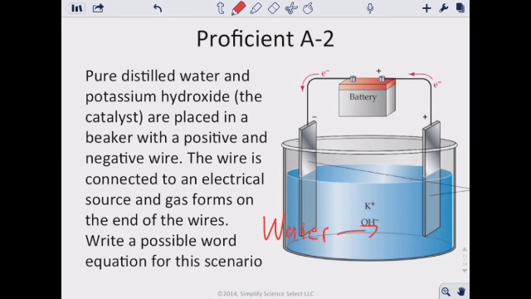And it breaks up into its pieces using our potassium hydroxide. Now put potassium hydroxide above the arrow because it's a catalyst, and it breaks up into the two gases. What are the two things that make up water? Well, hydrogen and oxygen. And those would be our word equation there.